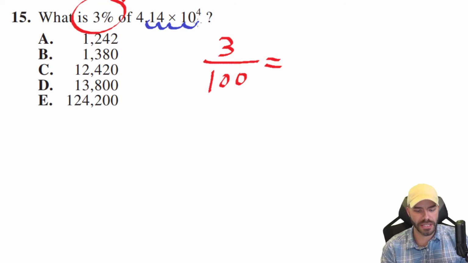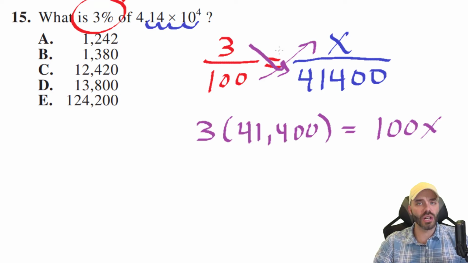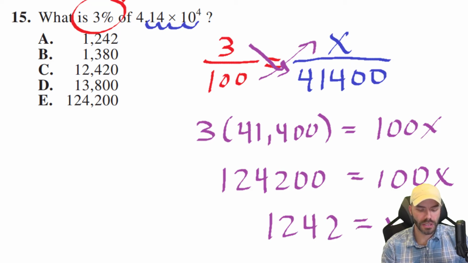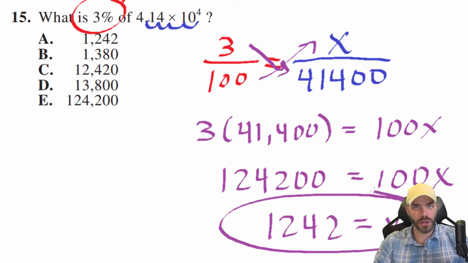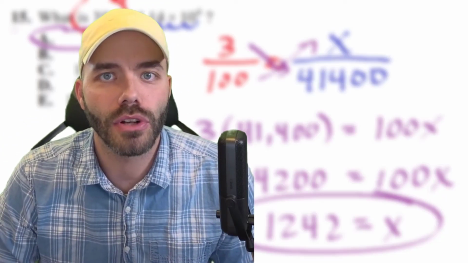So I'm saying all this to say that is the total. So as mentioned before in this video, I want the total to be this. I want to know what is 3% of that. So put the unknown here and solve this proportion. Cross multiply and divide. Let's go ahead and multiply 3 times 41,400. All right, now get x by itself by dividing by 100. So 1,242 is 3% of 41,400. So letter A.